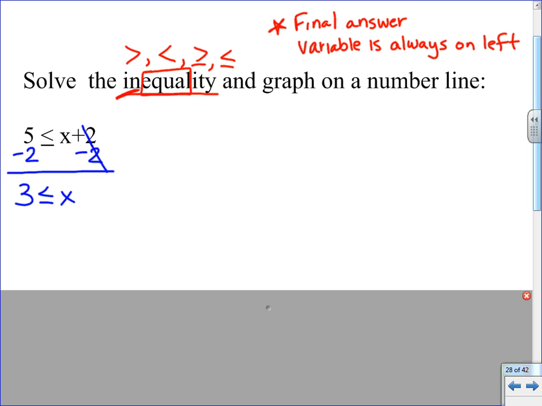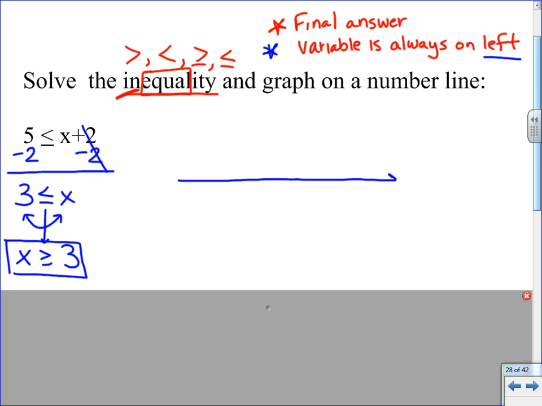That is our final answer, except in final answers, we always need to have the variable on the left. We want the variable first. So we're going to flip-flop where the x and the 3 are. But if we flip-flop where the x and the 3 are, we also need to flip-flop which way the inequality symbol goes. So our final answer is x is greater than or equal to 3. We want to graph that on a number line.